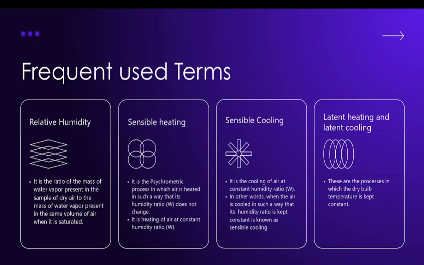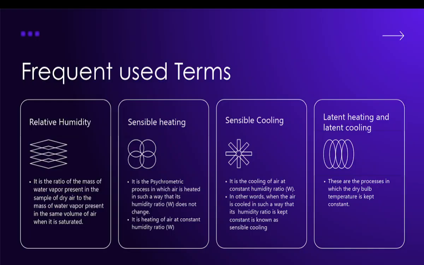It means W does not change. It's heating of air at constant humidity ratio. So it will be a horizontal line on the psychrometric chart. Sensible cooling. Sensible cooling is opposite to the sensible heating. So it is the cooling of air at constant humidity ratio.